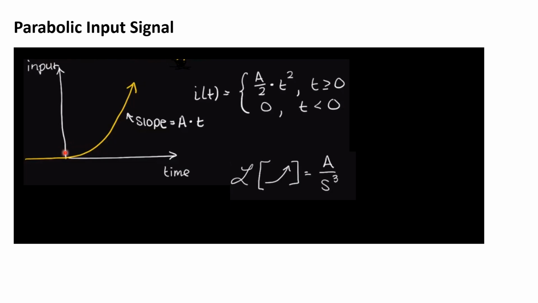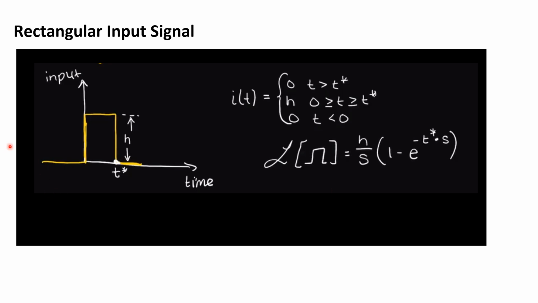Similarly, a parabolic input signal is simply a square function, right? A is a constant. The Laplace transform is A over s cubed. For a rectangular input signal, it's simply a pulse. The Laplace transform is h over s times the quantity 1 minus e to the minus t times s.